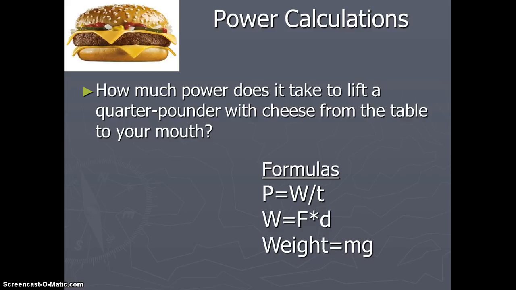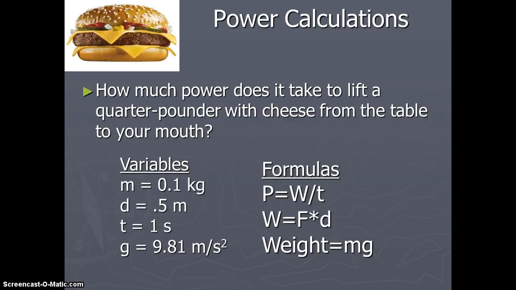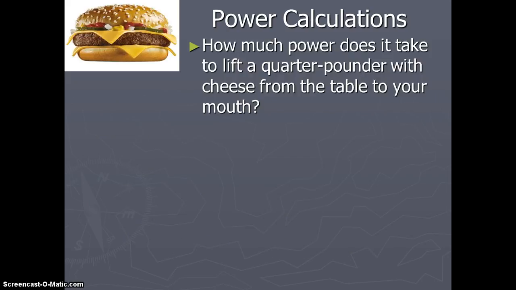All right, let's do a quick power calculation. With this power calculation, we'll call this video over. Let's say you want to eat a quarter pounder with cheese. Here are the formulas that you're going to end up using. And we're going to do some estimates, like the mass of a quarter pounder is about 0.1 kilogram. The distance you would have to lift it would be about 0.5 meters. Take you about, say, 1 second to lift that hamburger up. And acceleration due to gravity is 9.8, of course. We're going to end up using all those formulas to do this calculation.